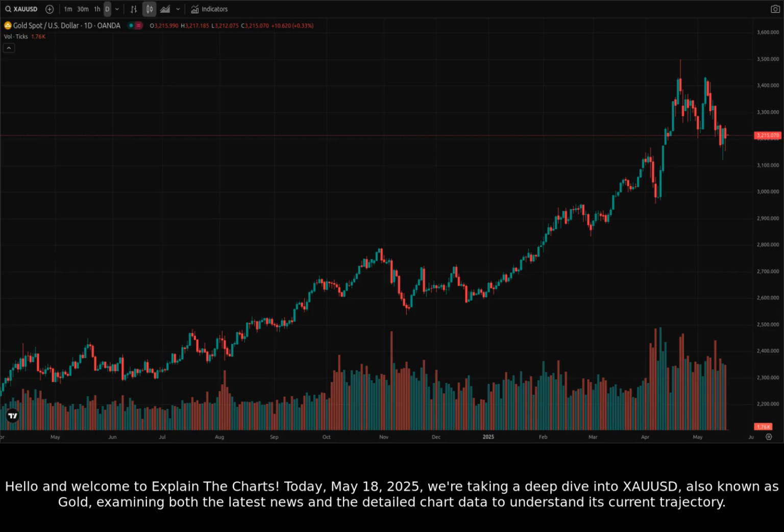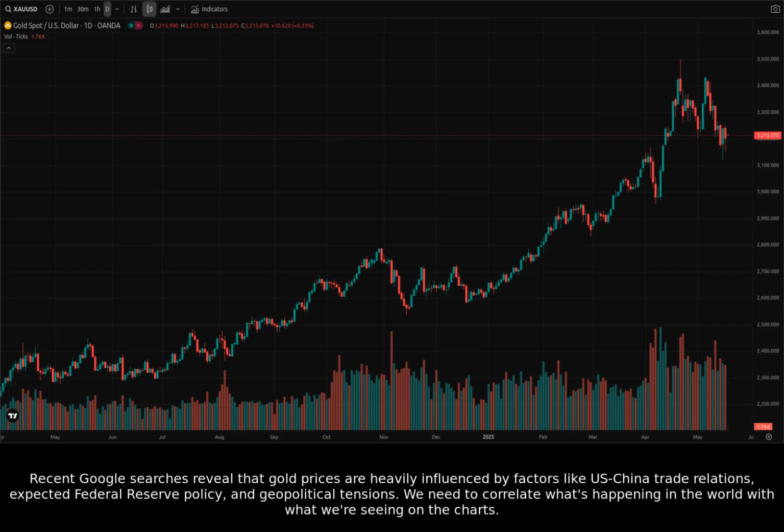Today, May 18th, 2025, we're taking a deep dive into XAUUSD, also known as gold, examining both the latest news and the detailed chart data to understand its current trajectory. Recent Google searches reveal that gold prices are heavily influenced by factors like US-China trade relations, expected Federal Reserve policy, and geopolitical tensions. We need to correlate what's happening in the world with what we're seeing on the charts.